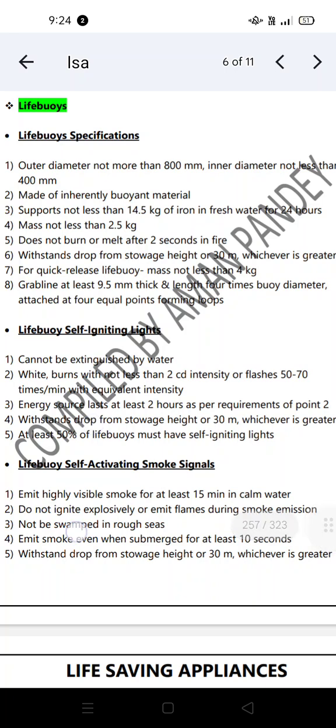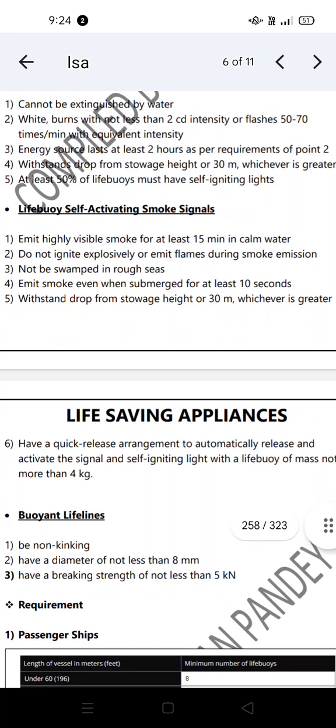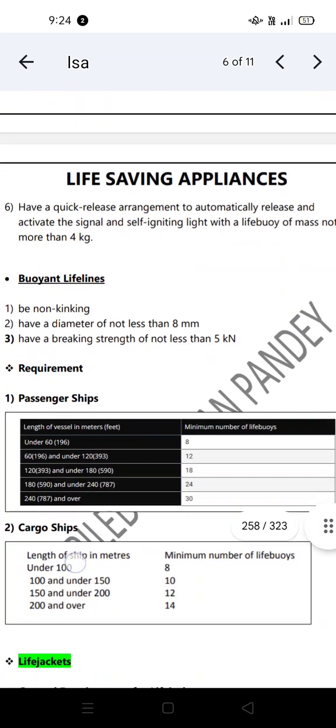So this is not to be extinguished by fire or water, and a source of light for at least 2 hours, and it floats in calm water. So this is all about the life buoy.